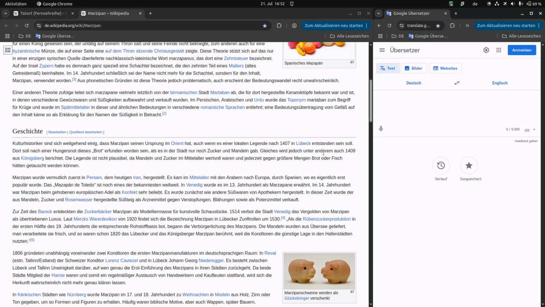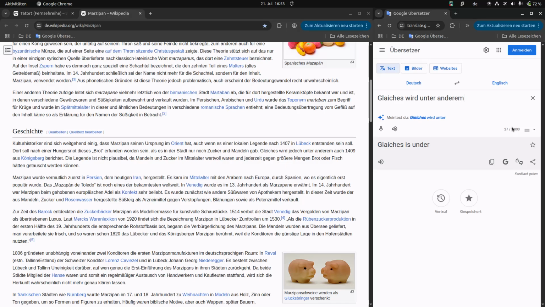Unter anderem. Gleiches wird, unter anderem, what's the right way to say that in English? As part of something, no, that would be kind of word by word. Unter anderem, word by word, means under others, other things, you know. I'm just gonna put that into the Google Translator. Gleiches wird unter anderem berichtet. Yeah, among other things, that's the right way to say that.